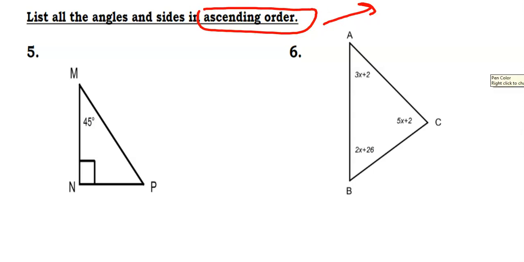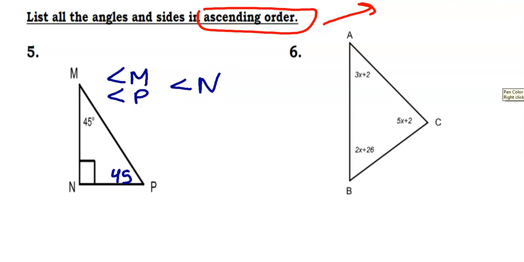So if that's 45 and that's 90, therefore that has to be 45 degrees also to make 180 degrees. So there's actually two that are the smallest and then the biggest. So this one's kind of a pickle. 45 and 45, they're both worth the same amount. So angle M and angle P, and then angle N would be in ascending order. So smallest to biggest.